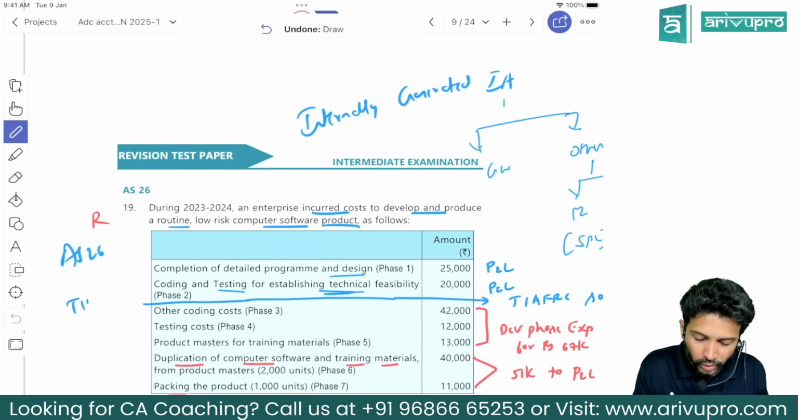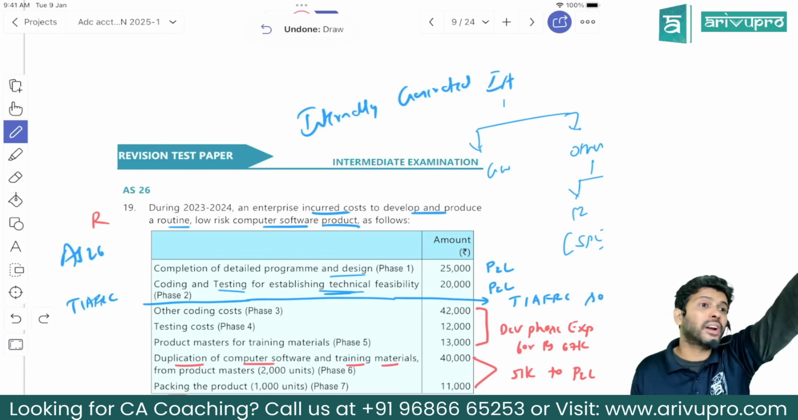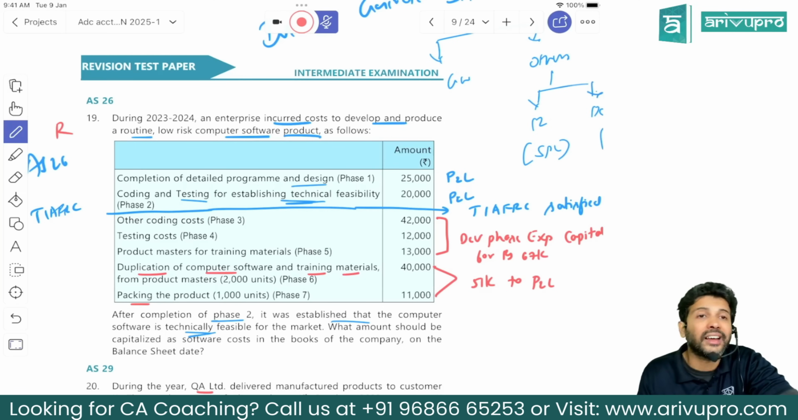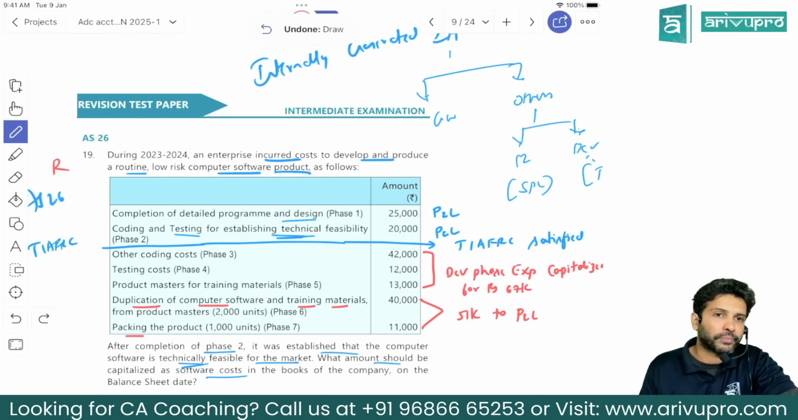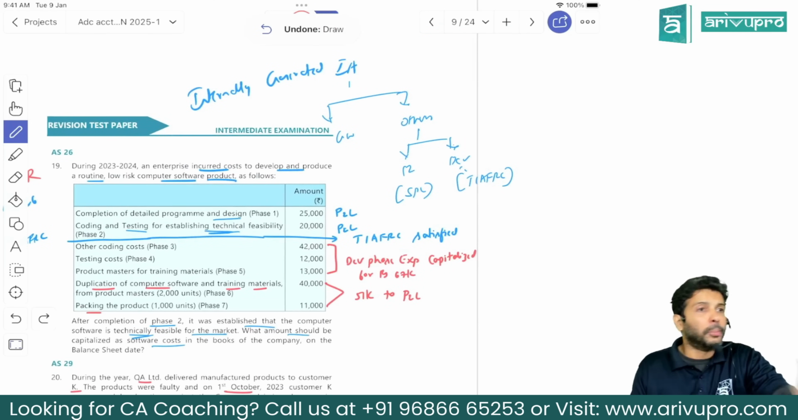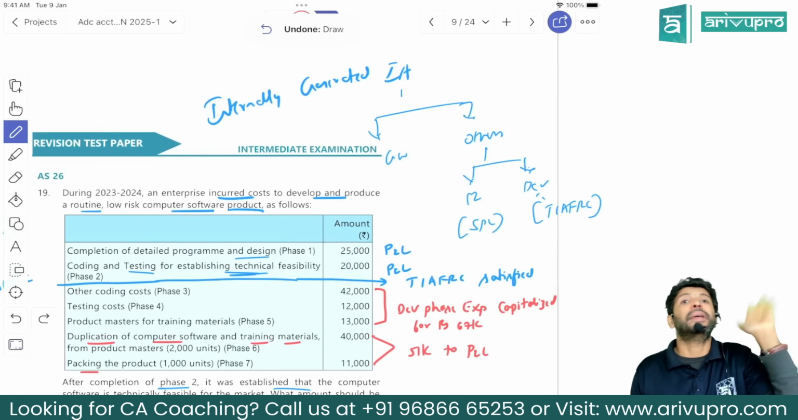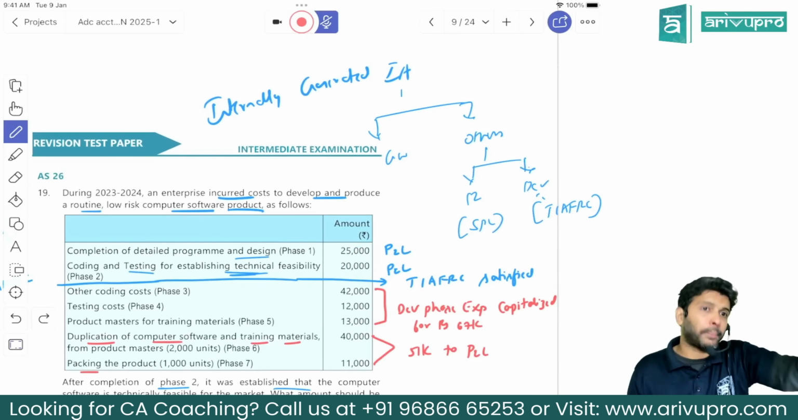That means indirectly I'm telling you that TRFRC will get satisfied after which phase? Phase number 2. In fact, they've also given it here: after completion of phase 2, it was established that the computer software is technically feasible for the market. What amount should be capitalized is what they're asking. Before TRFRC is satisfied, whatever expenditure you have incurred all goes off to the P&L account. Once the TRFRC gets satisfied, thereafter only you will start capitalization.